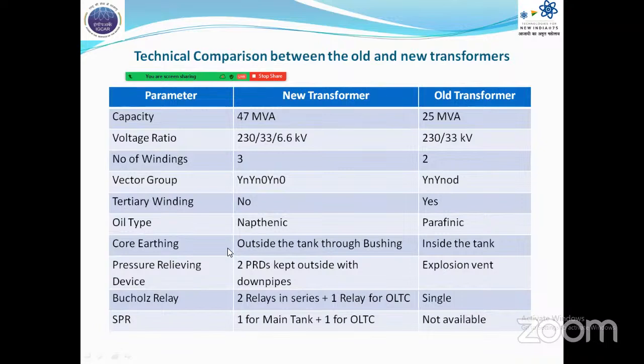The next one is the core earthing. In the old transformer, the core was earthed inside the tank itself. But in this case, the core earthing is done outside the transformer tank through a wall bushing, so that the healthiness of the core can be checked at any time without opening the top cover of the transformer.